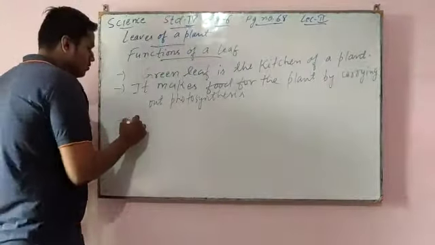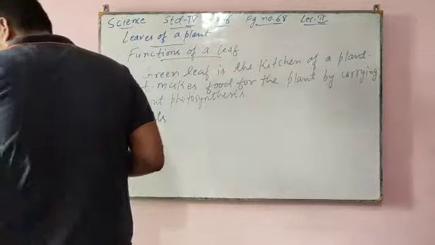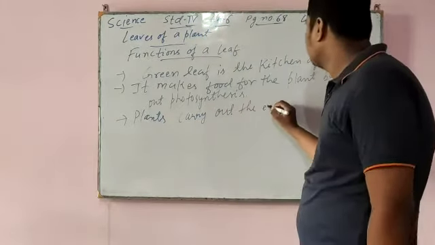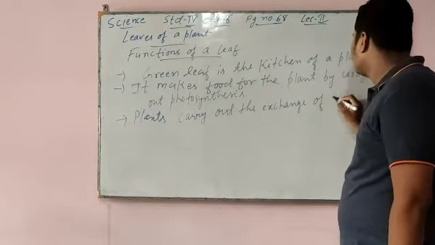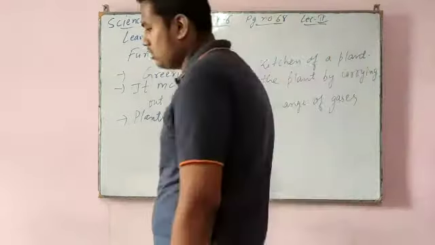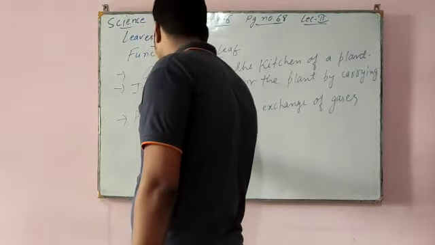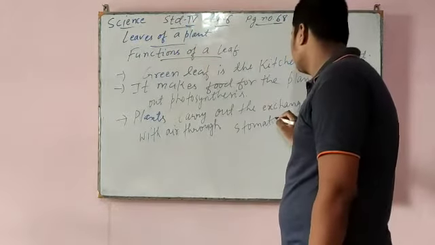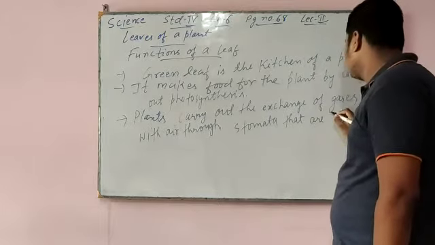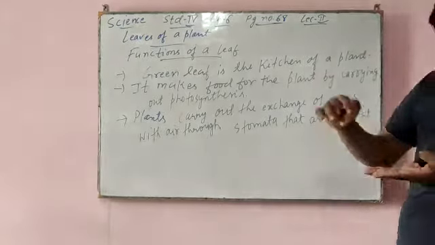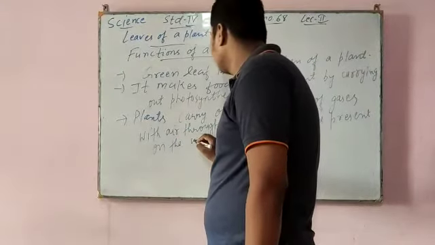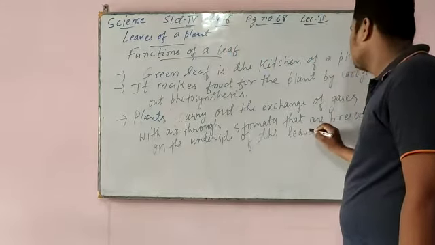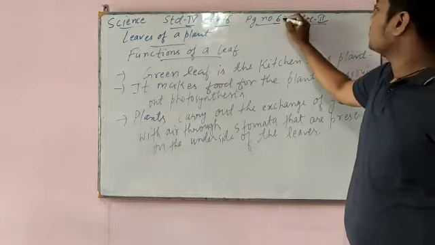Okay, air. So plants carry out the exchange of gases with air through the stomata that are present on the underside of the leaves.